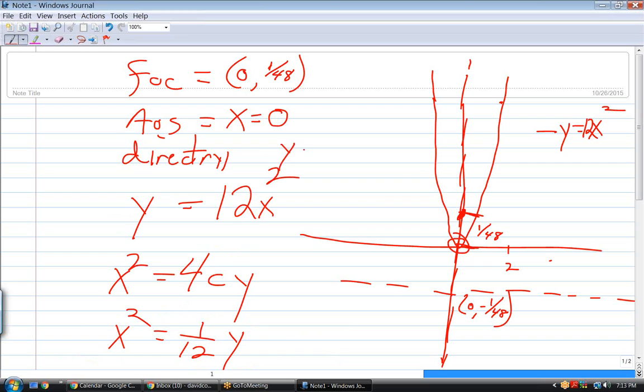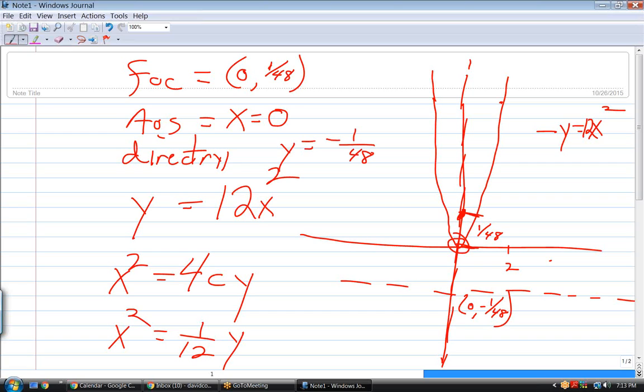In other words, vertical lines are defined by x equals something. Horizontal lines are defined by y equals something. Well, what is it here? Y equals negative 1/48. If you're talking about the equation of a line, then it's just y equals negative 1/48. That is the equation of that dotted line.